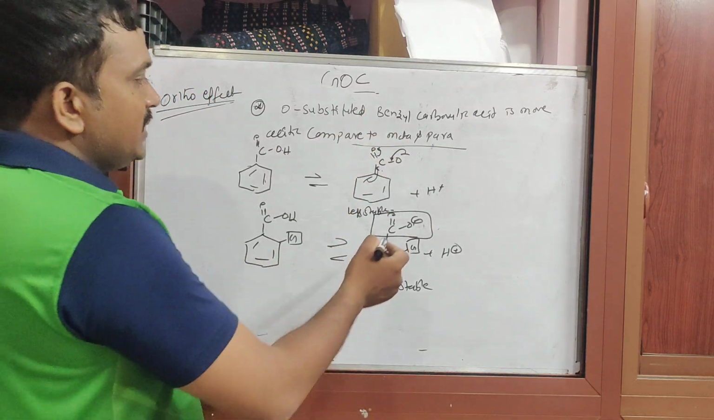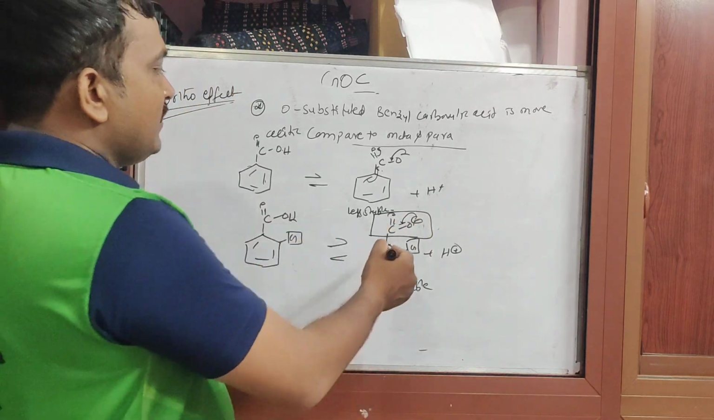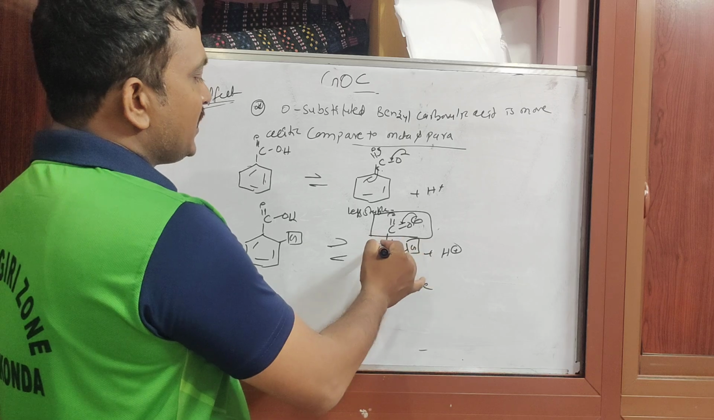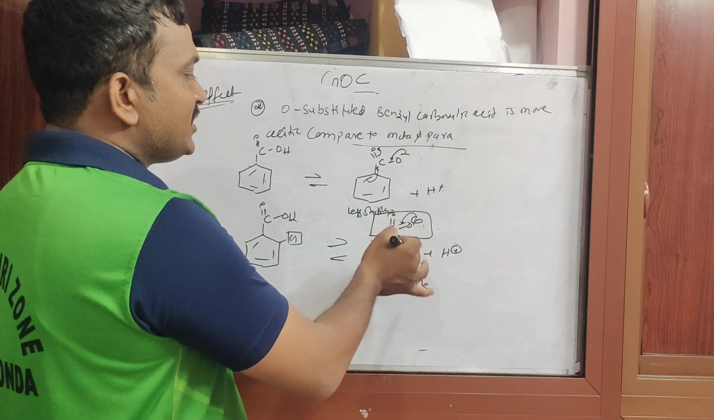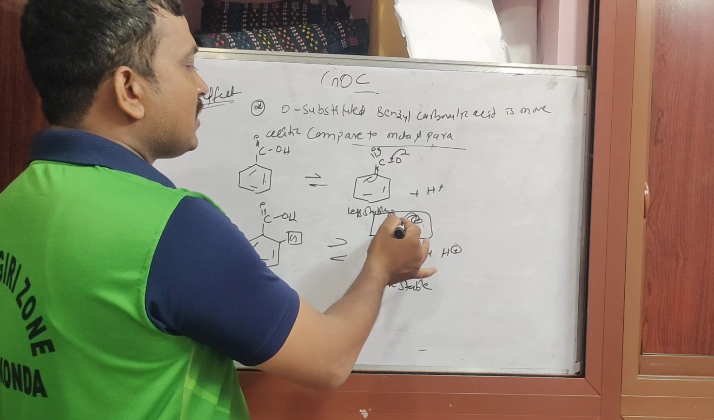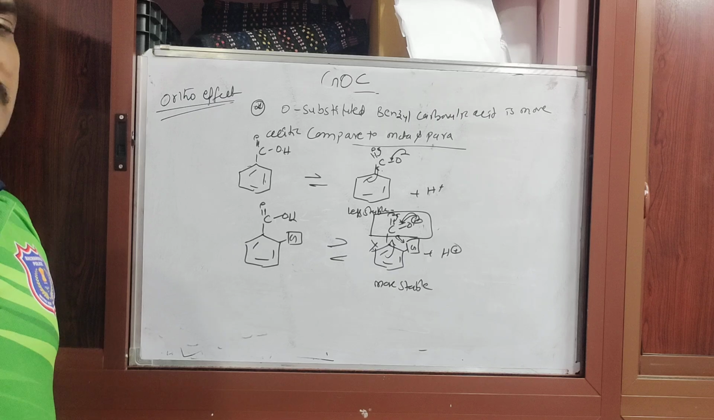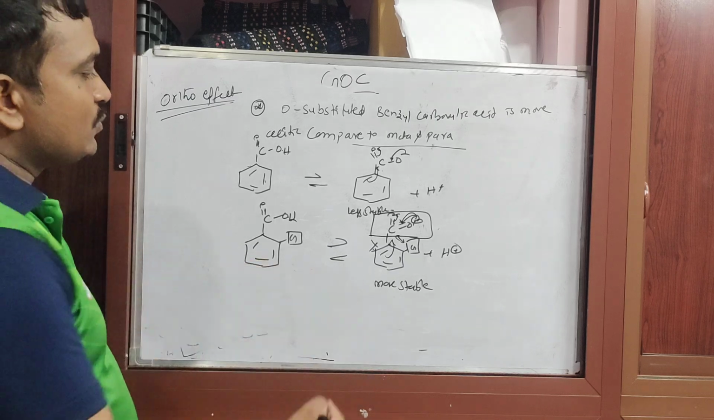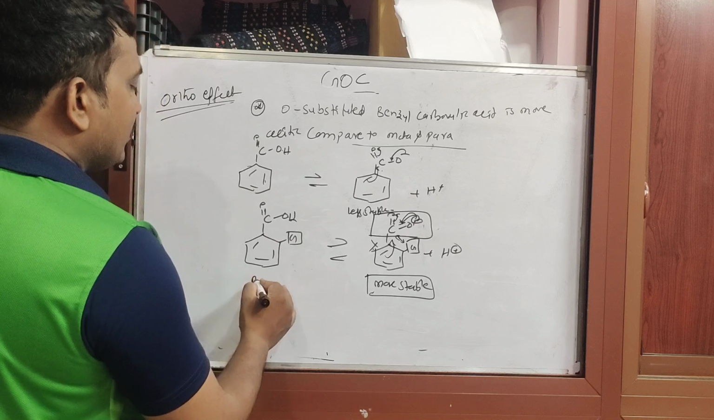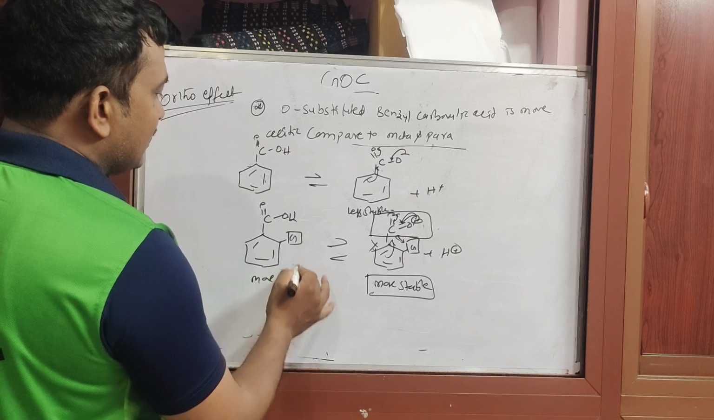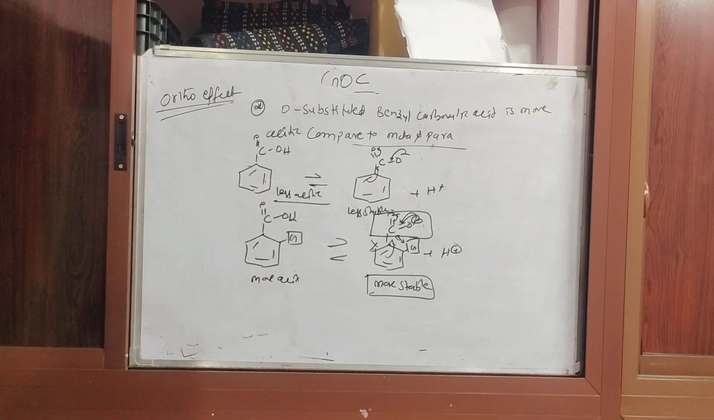But in this case, what will happen? If these two planes are changed, the resonance from this is completely stopped due to this bulkiness, this steric hindrance. These two planes are changed. Only this carboxylate ion will stabilize the negative charge. That's why this is more stable. The more stable carboxylate ion will be more acidic. This is less acidic compared to this.